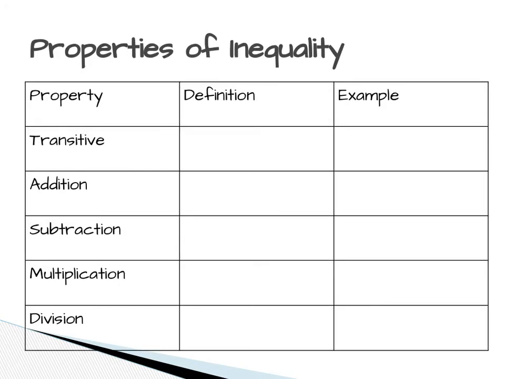Alright, your properties of inequality. The transitive property states that if A is greater than B and B is greater than C, then A must be greater than C. So let's say 5 is greater than 3 and 3 is greater than 1. So guess what? 5 must be greater than 1.